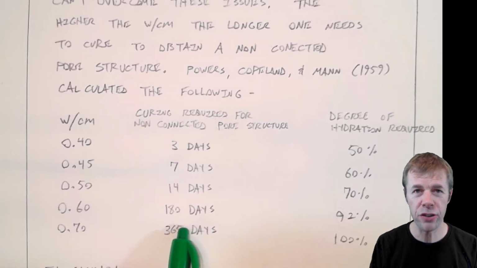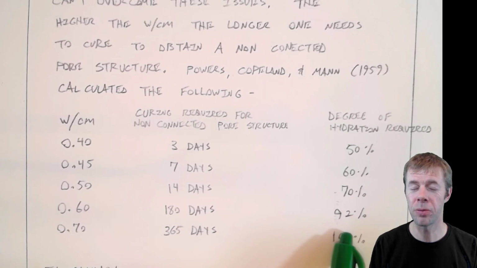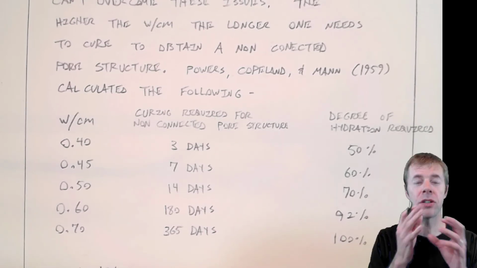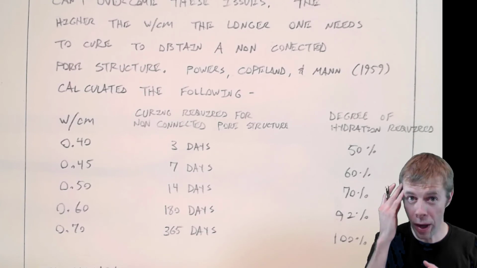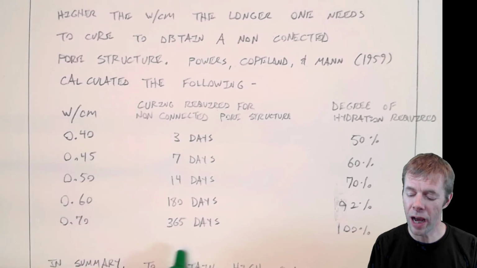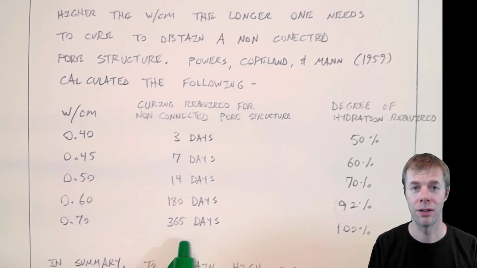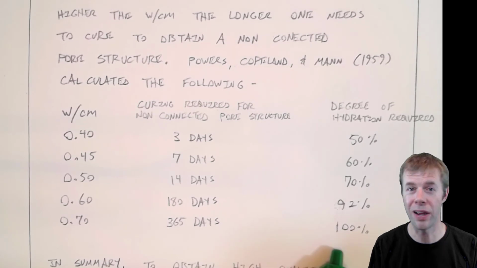0.60, 180 days. Do you know anyone that's going to cure for 180 days? You're going to have to get 92% degree of hydration to get a non-connected pore structure. This is like that pore structure that makes it hard, a very tortuous pore structure. And this is theoretical, keep in mind. And at 0.70, you would have to cure for a year. And you'd have to get all your cement grains to hydrate. And that doesn't happen, ladies and gentlemen. It doesn't happen.